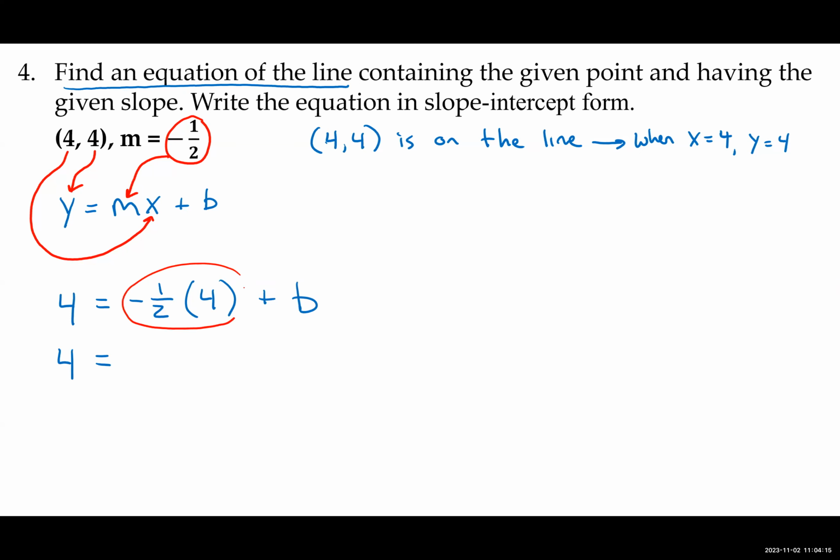Let's start with this. -1/2 times 4. A negative times a positive is a negative, and 1/2 of 4 is 2, plus b. We could add 2 to both sides. +2 plus 2. So we get 6 on the left equals, the positive and negative 2's cancel. 6 is equal to b.